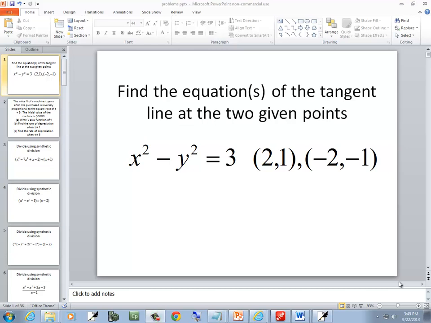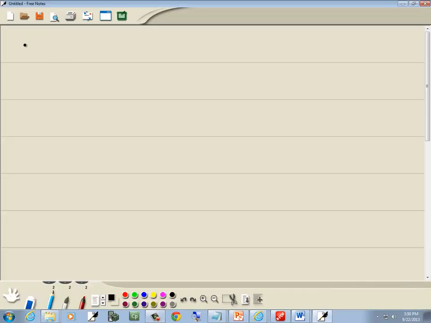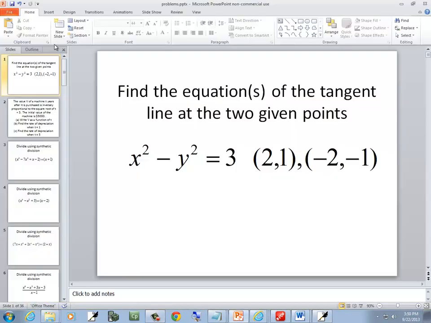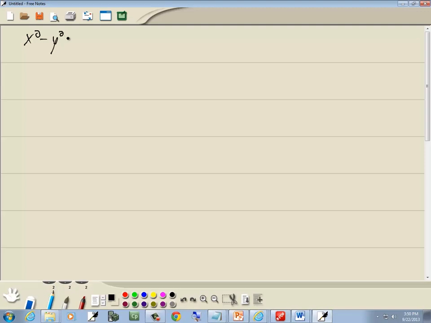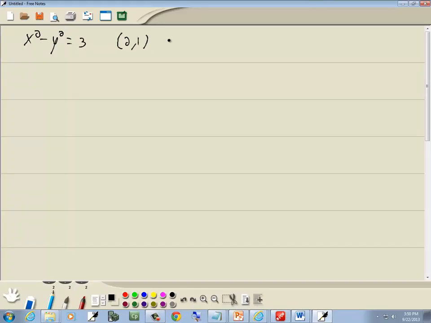In this problem, we want to find the equations of the tangent line at the two given points. So we're given x squared minus y squared is equal to 3, and the points (2, 1) and (-2, -1). Well, first thing we need to do is find the derivative.